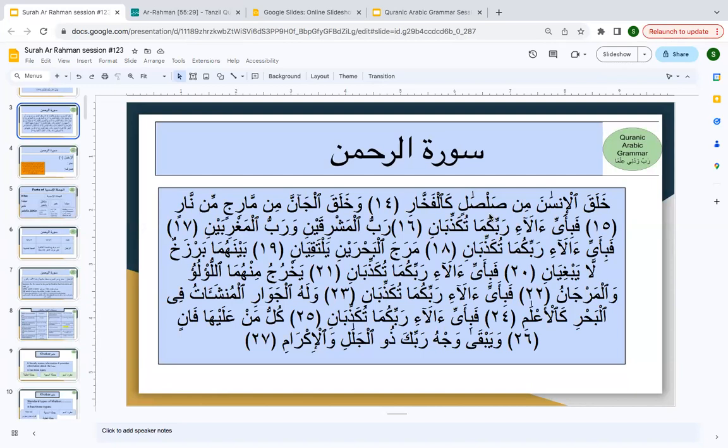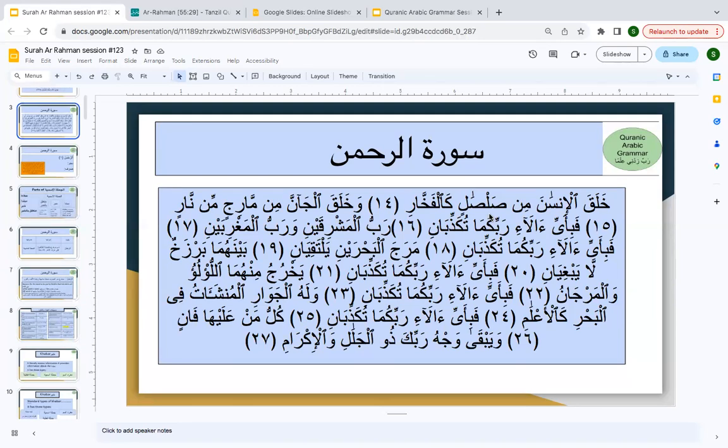Then comes fabi ayyi ala'i rabbikuma tukadhdhibaan. I'm going to skip it for now because it's going to come 31 times. This is the second time it is coming, and that makes your job easy, but I have to teach you a little bit more.